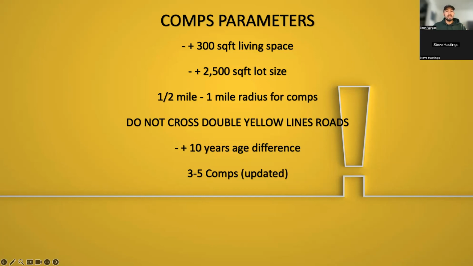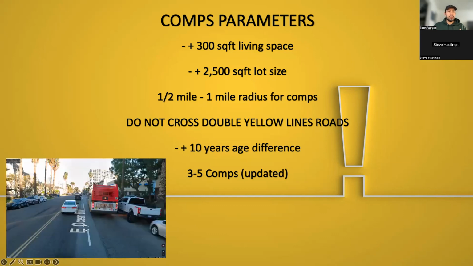The reason is that an appraiser doesn't really compare properties from one neighborhood to another when there's a major road cutting down the middle. Those are going to be two separate neighborhoods. Look at the double yellow line roads, like over here. This is in Long Beach, California. There's heavy traffic in the morning where people are getting to work, and in the afternoon where people are getting home from work.